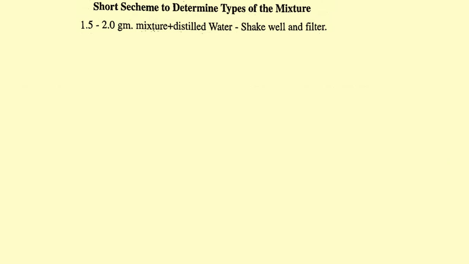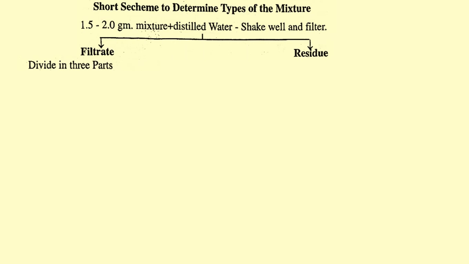We can take 1 or 2 grams of the mixture, add distilled water, shake well, and then filter. Then there are two parts: on the left side the filtrate, and on the right side the residue. The filtrate is in the beaker or test tube, and the residue is on the funnel. The filtrate is divided into three parts: first part, second part and third part.